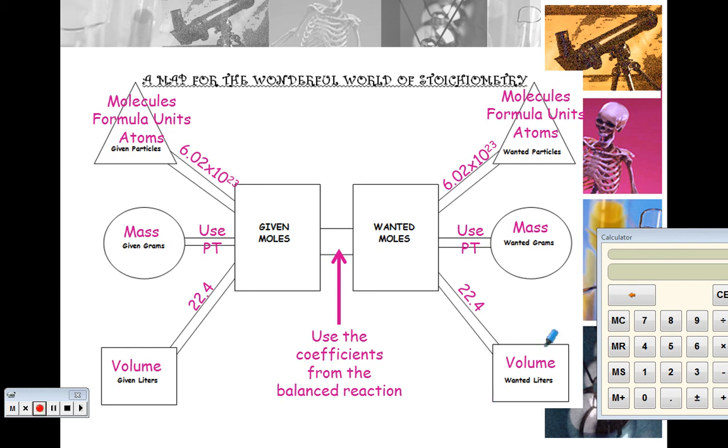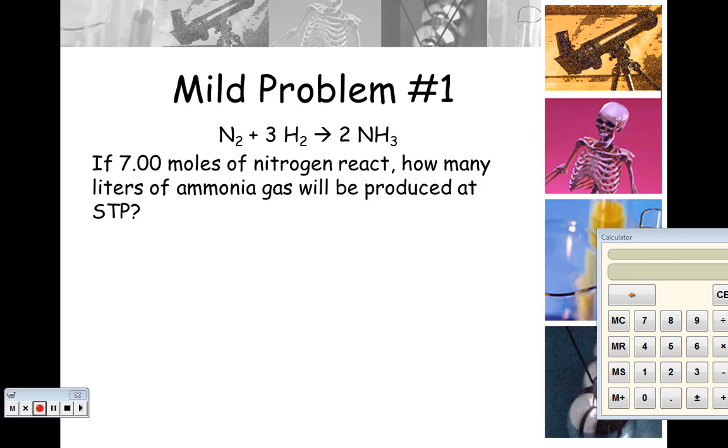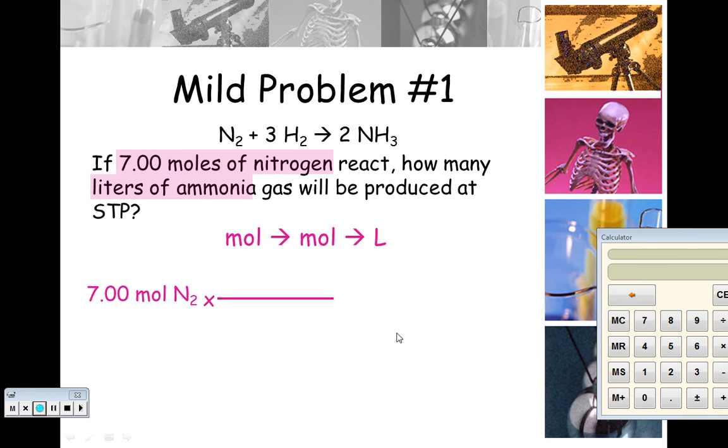So let's look at our path. I have to start from given moles, and then go to the wanted moles, and then I have to go to the wanted liters. So this is my path. I have to start with what's given to me, which is 7 moles of N2. If I have 7 moles of N2 here, my next one has to have moles of nitrogen, N2, at the bottom.